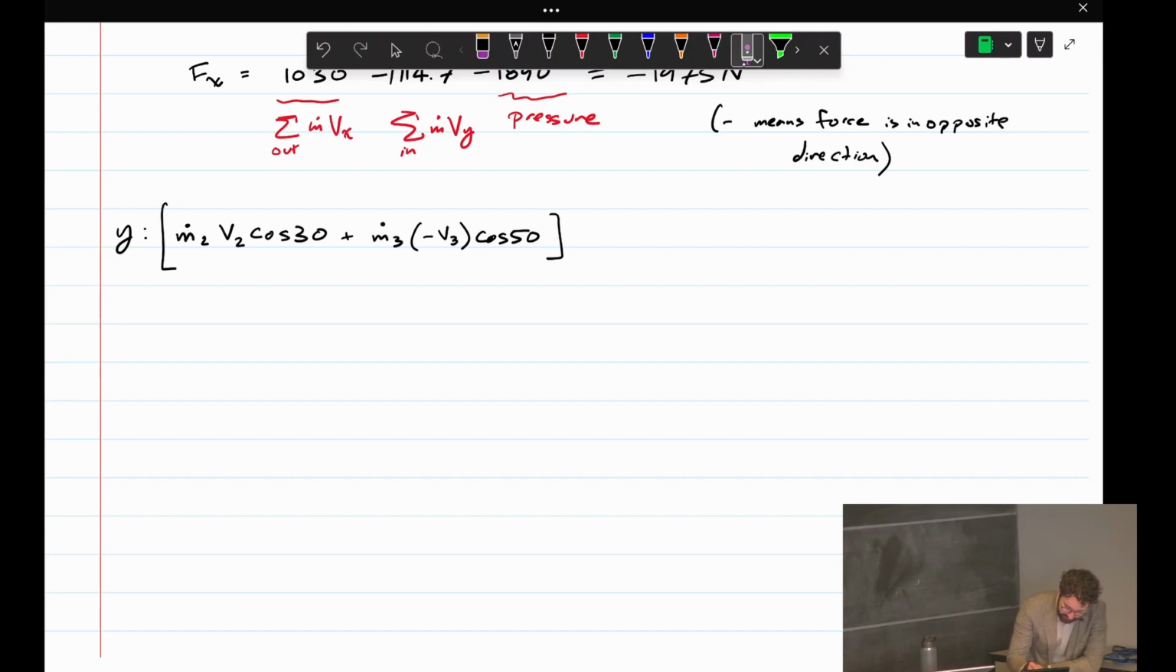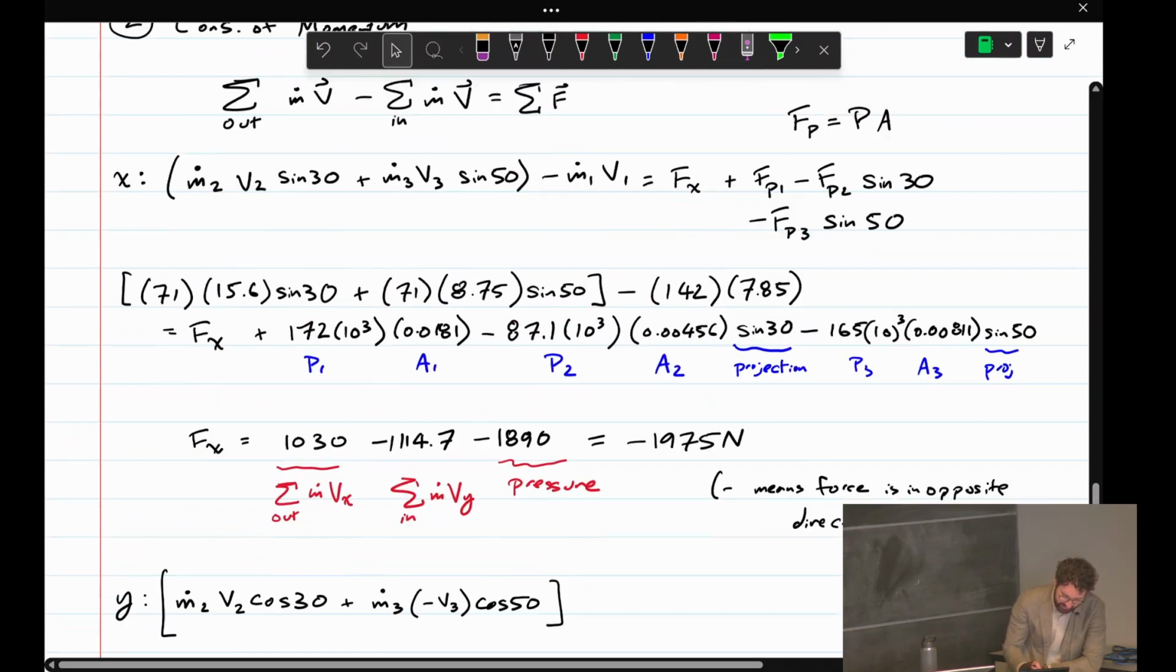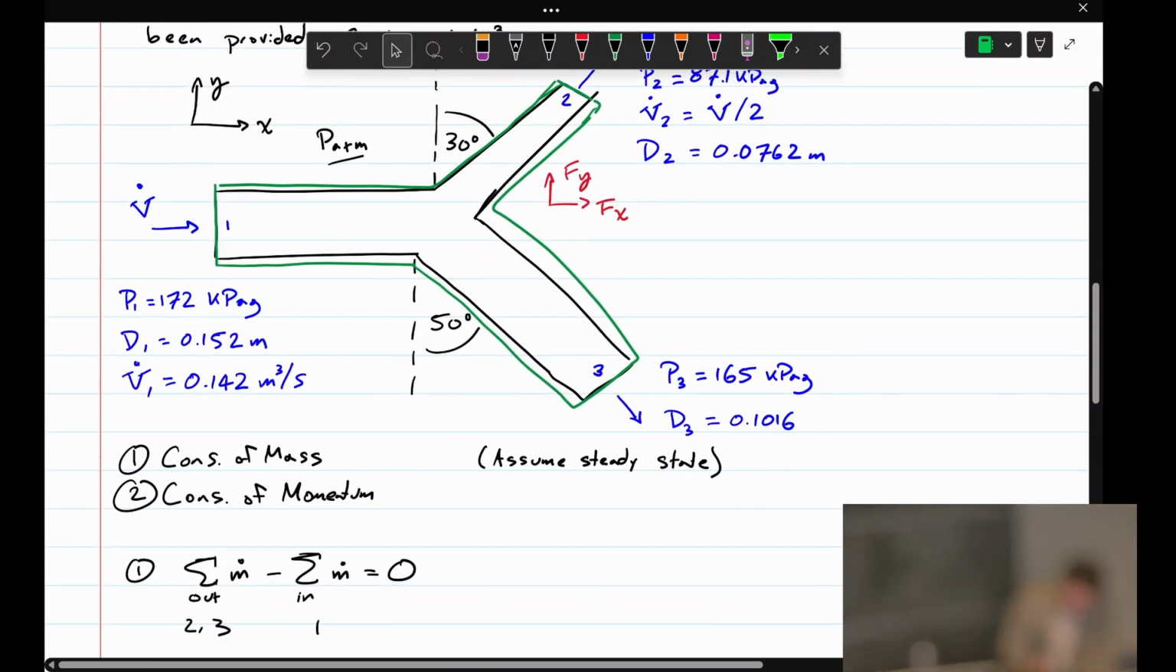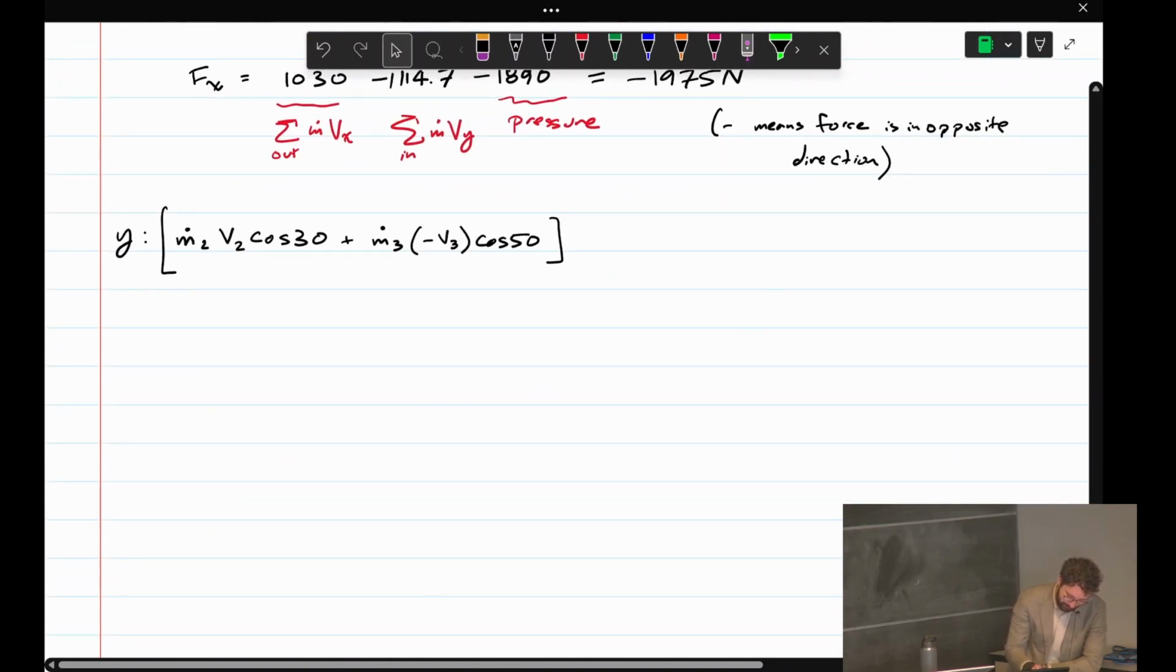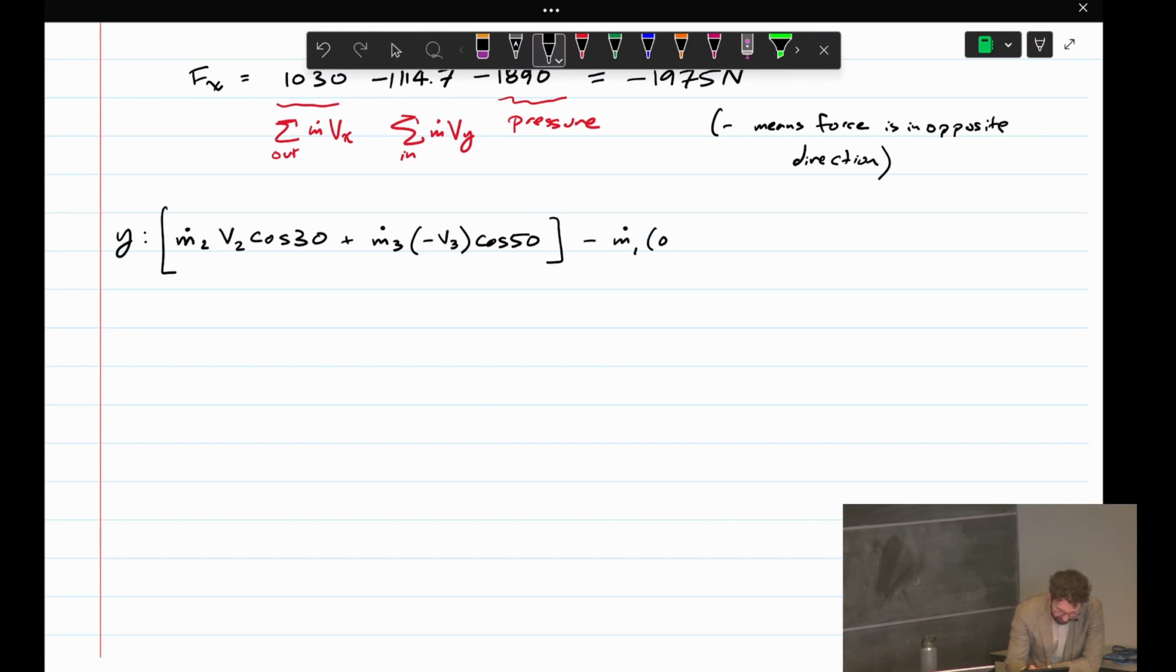So this minus, I want to emphasize this quite a bit. This minus is because the y component of here is downward. So the y component of our outlet, 3, is minus y. Again, our inlet doesn't have any y component.